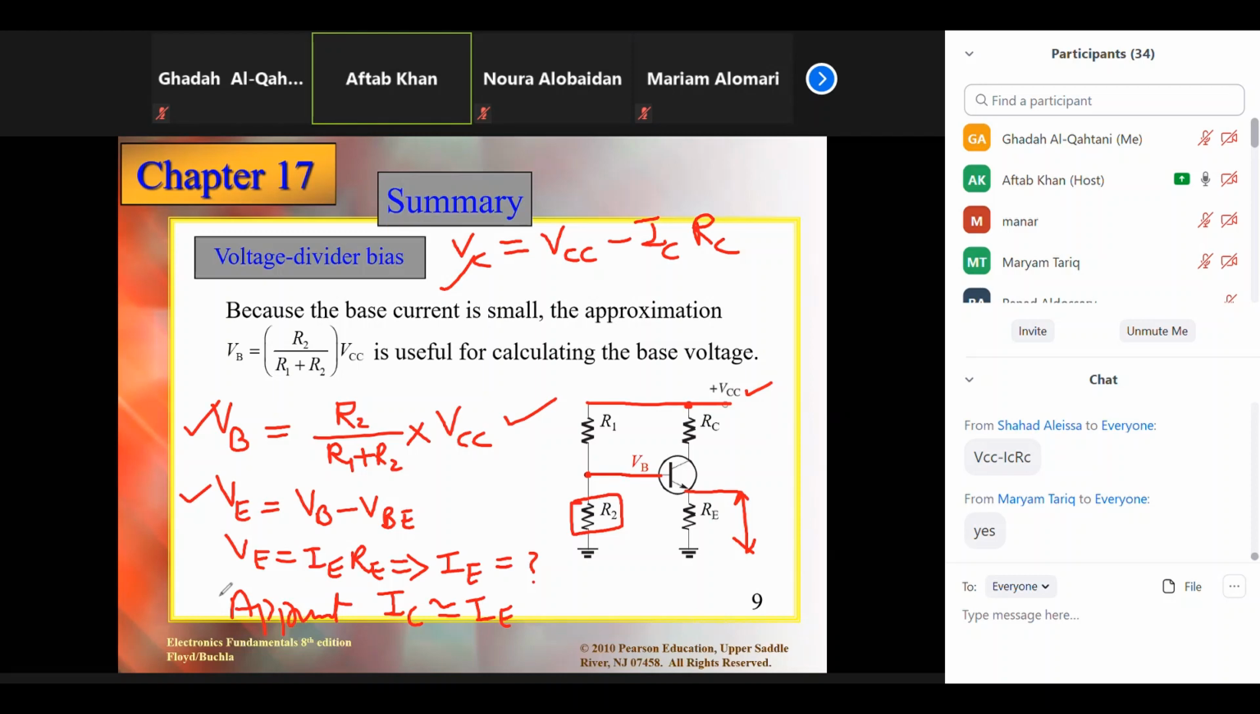One current is remaining. Which current is remaining? IB. Correct? So for the IB, you will be given beta DC. If you know the beta DC, the formula is IC over IB. IC you have already, beta will be given. Can we not calculate IB? Did you get the idea? So this type of question is most probably possible. You have to calculate all the voltages and all the currents like that.